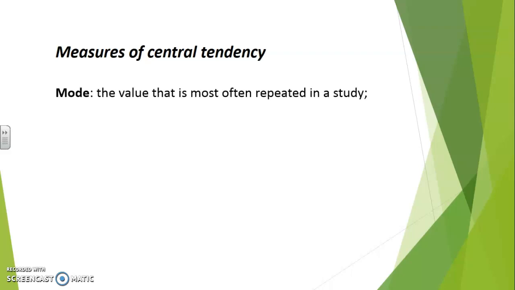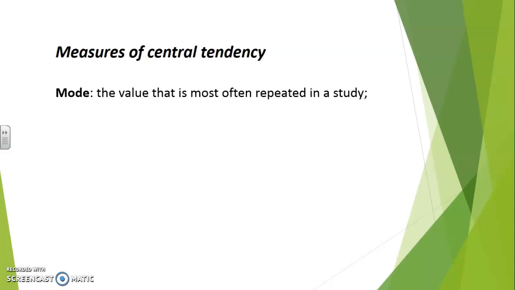So the mode is the value, or it could also be the group, whose value has been most often repeated in a study. It's probably the least interesting of the measures of central tendency because, first of all, it may actually not be central at all. And there are a lot of situations where no specific value is really more often repeated than the others.